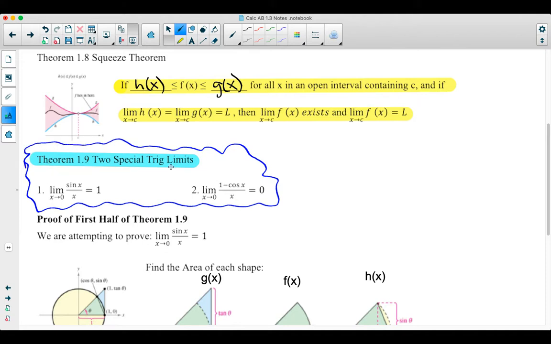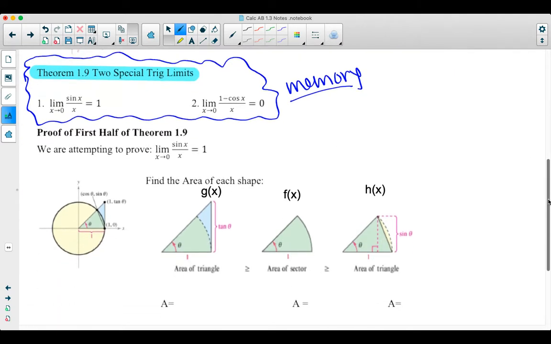So theorem 1.9, two special trig limits. The limit of sine of x over x as x approaches 0 is always going to be 1. And the limit of 1 minus cosine of x over x as x approaches 0 is always going to be 0. So these are going to be something that you just want to have committed to memory.